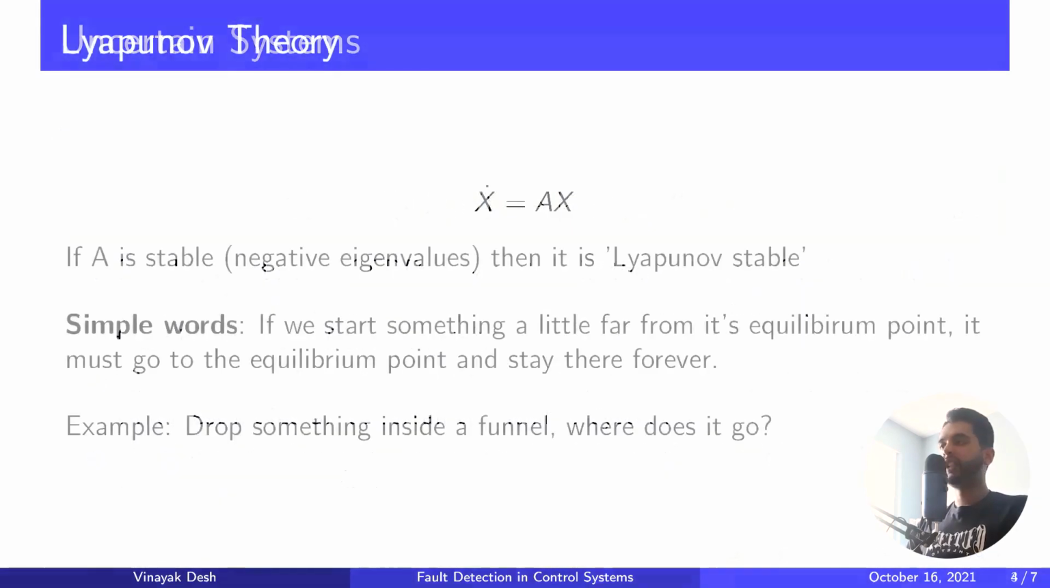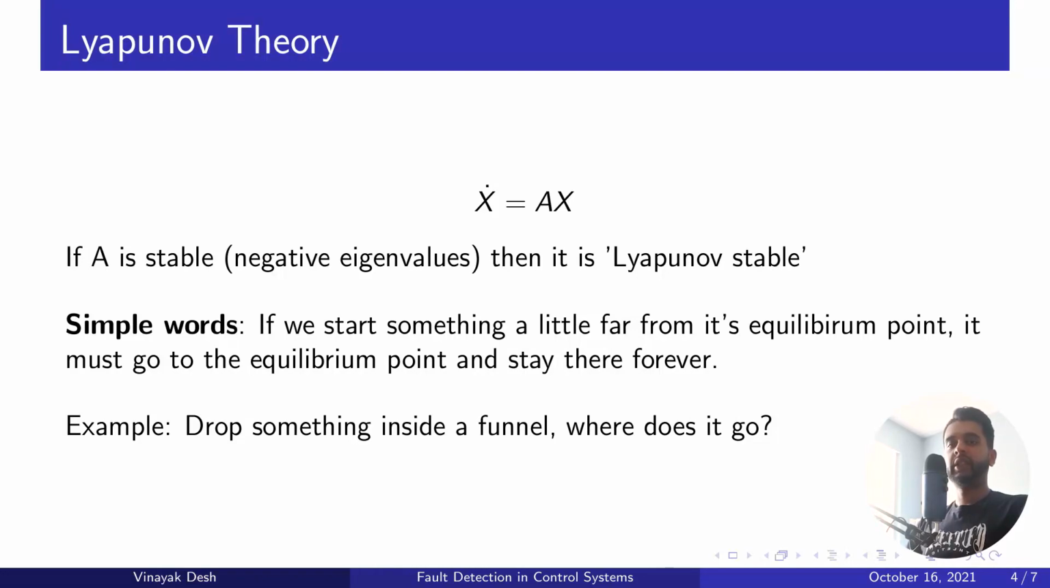If you look at Lyapunov theory, just a recap of it. So I haven't introduced this before, but I'll just go over it now, the first time on my channel. So when you have a stable matrix A, all the states X will be bounded, so they will converge to some value. So it's called Lyapunov stable, and it'll converge to its equilibrium point. For example, if you drop something inside a funnel, it's going to go to the center of the funnel, right? So that's its equilibrium.